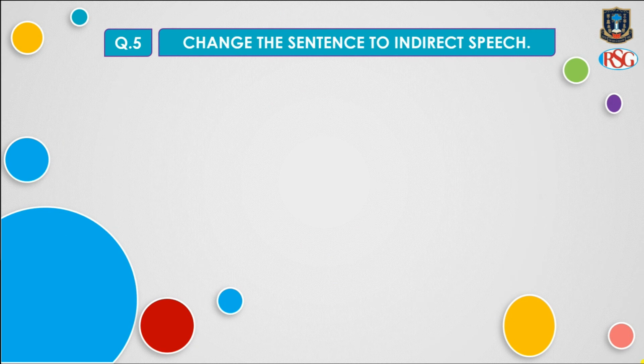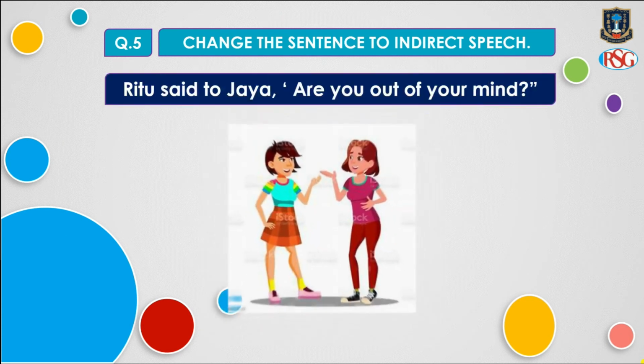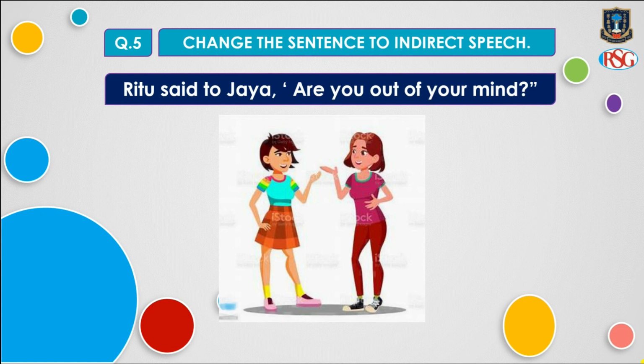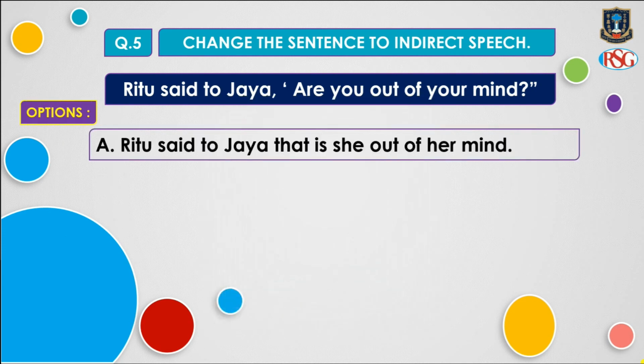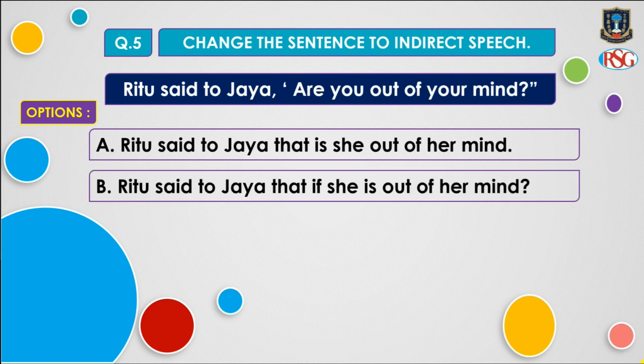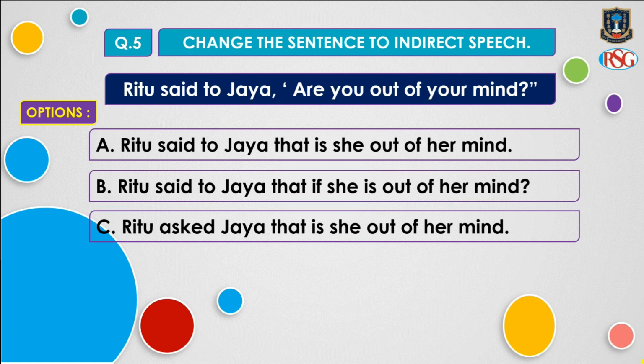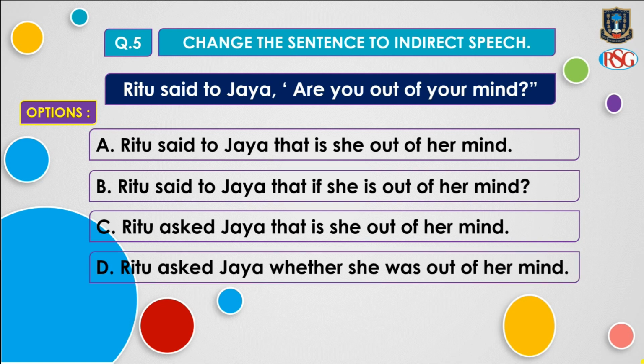Well, this sentence also you've got to convert into indirect speech. All right. Okay. The sentence is Ritu said to Jaya, "Are you out of your mind?" Okay. Now you have 4 options here. Option 1: Ritu said to Jaya that she is out of her mind. Option 2: Ritu said to Jaya that if she is out of her mind. Option 3: Ritu said Jaya that is she out of her mind? And the last one: Ritu asked Jaya whether she was out of her mind.